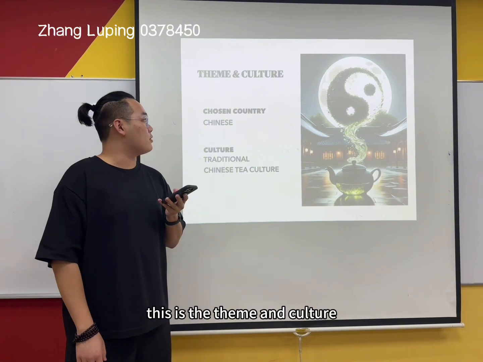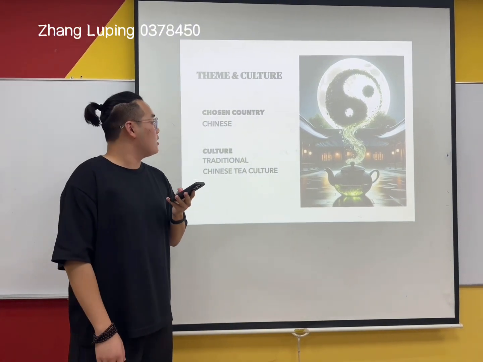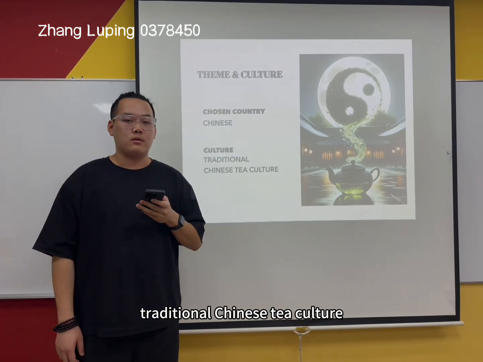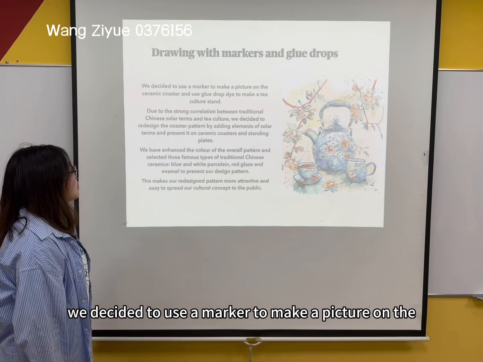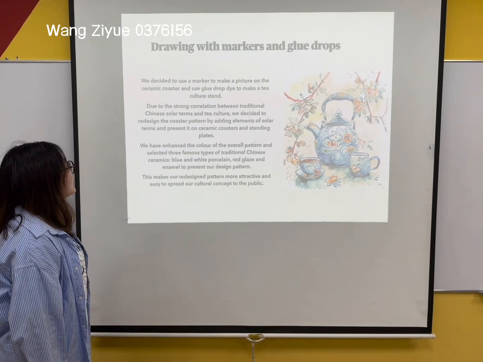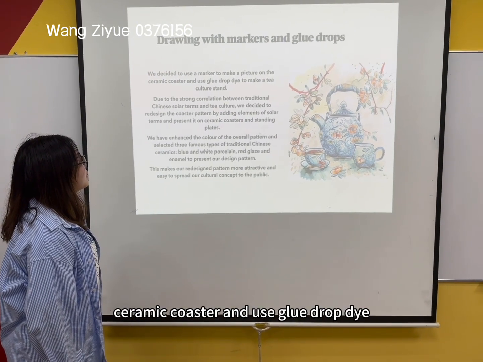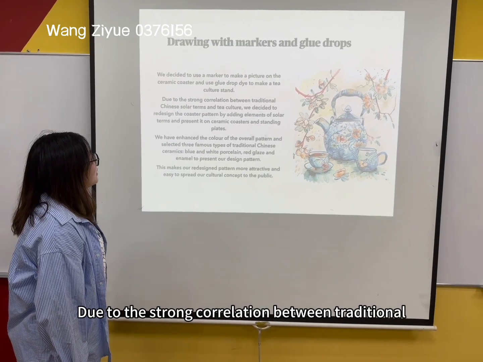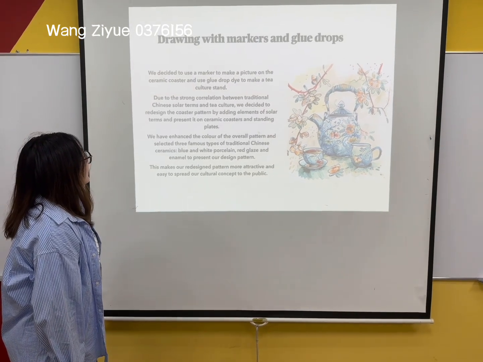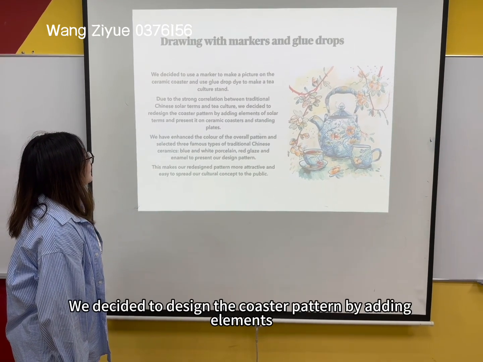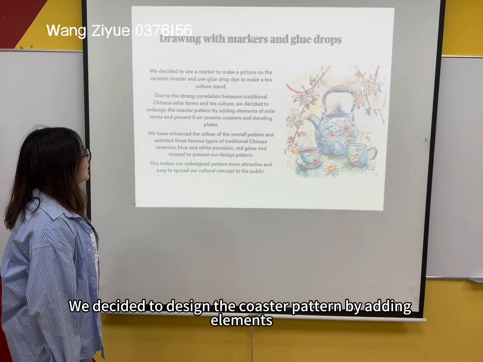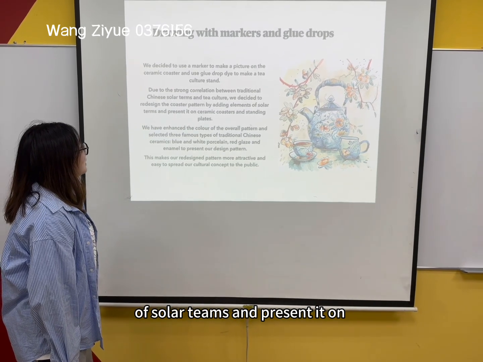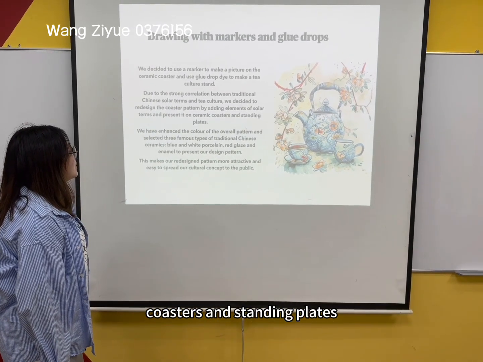This is the theme and the culture. Our group's chosen country is China and the culture is traditional Chinese culture. We decided to use a marker to make a picture on the ceramic coaster and use blue drop dye to make a tea culture stand. Due to the strong correlation between traditional Chinese solar terms and tea culture, we decided to design the coaster pattern by adding elements of solar terms and present it on ceramic coasters and standing plates.